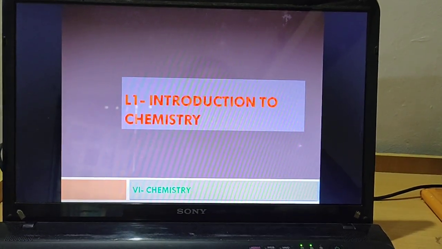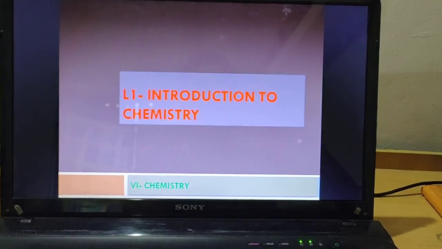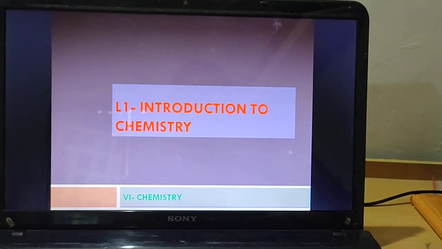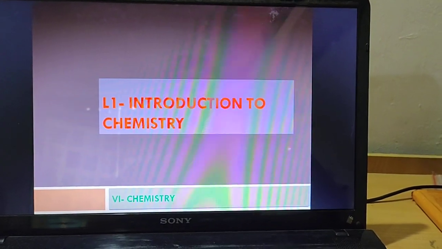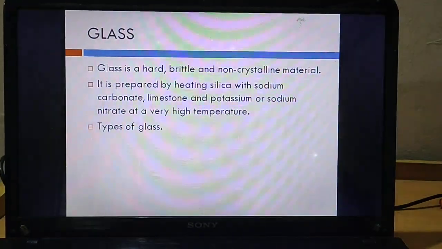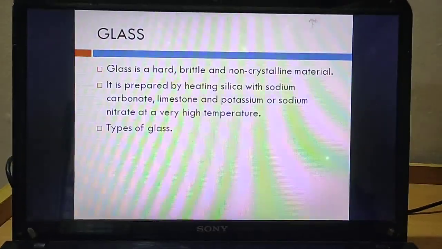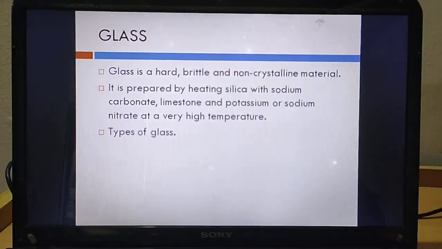Today we are going to learn about lesson number 1, Introduction to Chemistry. In the further part of the lesson, we are going to learn about glass. Now dear students, you must have observed many different types of glasses at your home or the places which you have visited. So what exactly is glass?